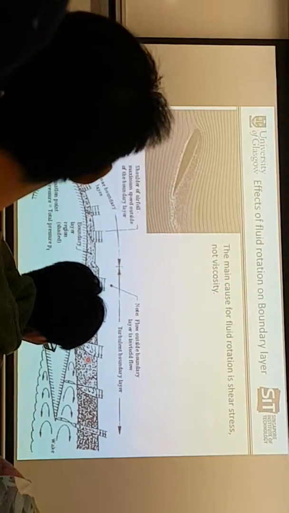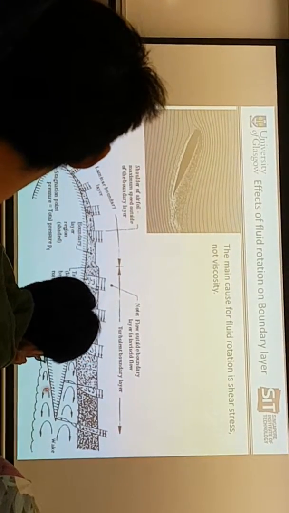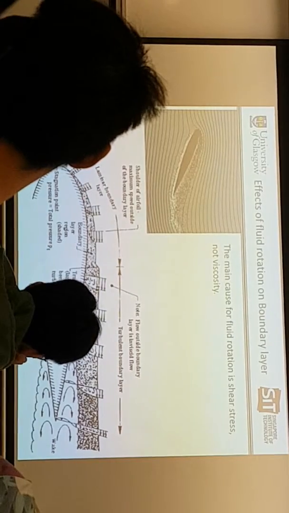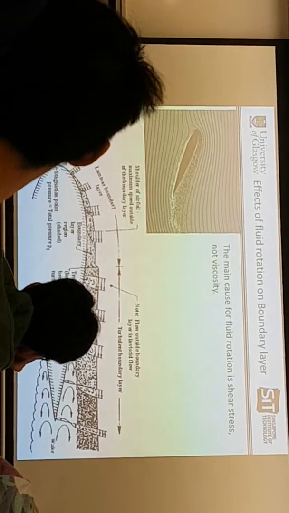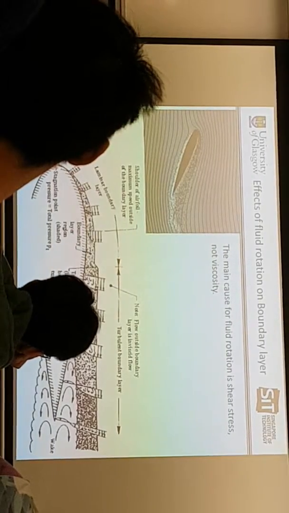So this is a wing. Let me try to explain this to you. You have a flow that's coming in here. When it hits the leading edge of the airfoil, at this point here, we always call this a stagnation point.